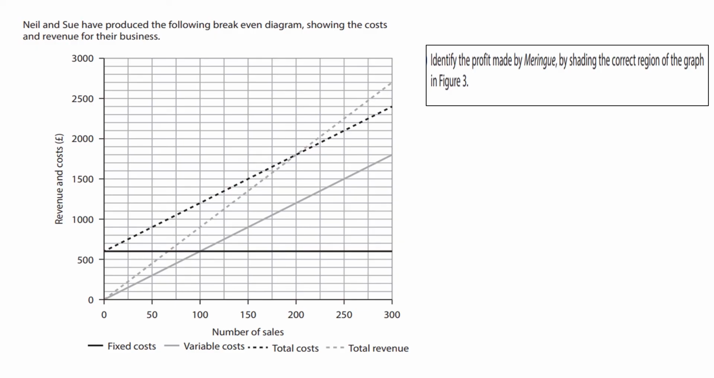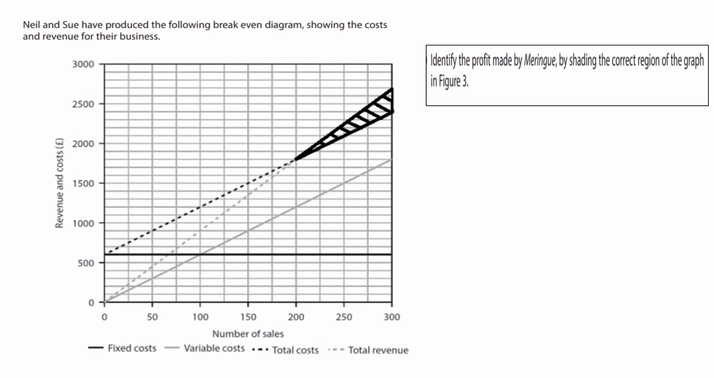Next part of this question, identify the profit made by Meringue by shading the correct region of the graph in figure 3. Now, perhaps you want to draw this break-even just as practice and then shade in the correct region of the graph. You can pause the video. I am going to show you the answer. Let's take a look. So that is the profit made by Meringue on our break-even graph.